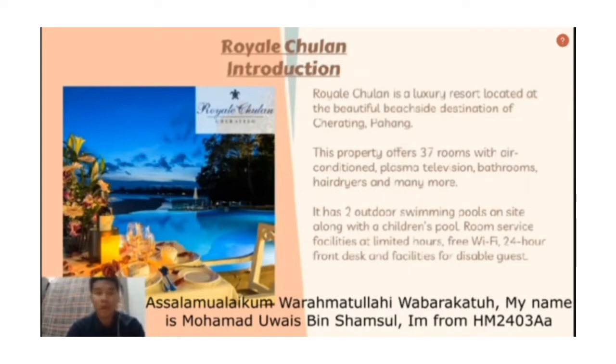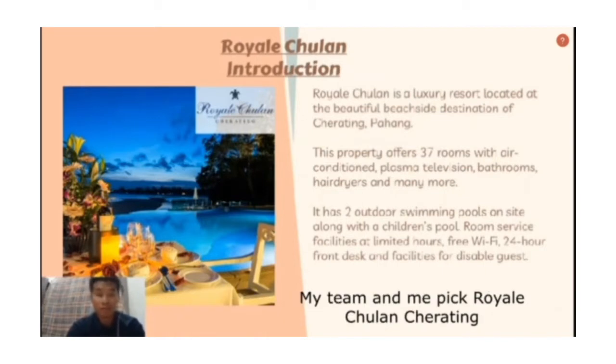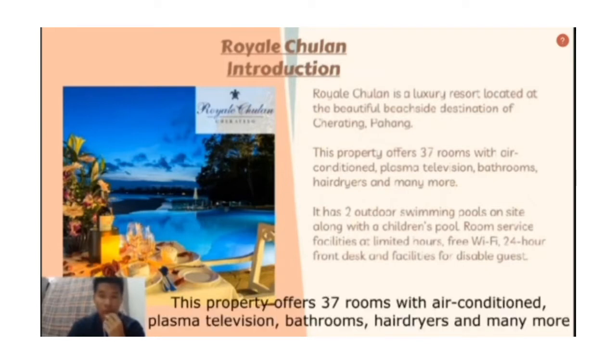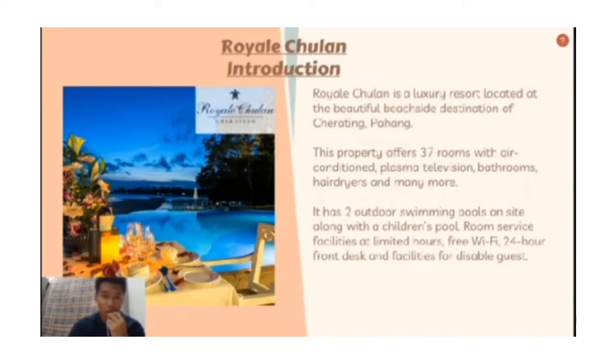My team and I picked Royal Chulan Cherating. Royal Chulan is a luxury resort located at the beautiful beachside destination of Cherating, Pahang. This property offers 37 rooms with air conditioner, plasma television, bathroom, hair dryers, and many more.